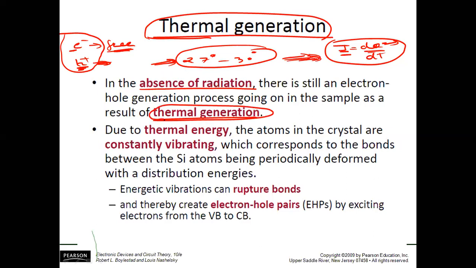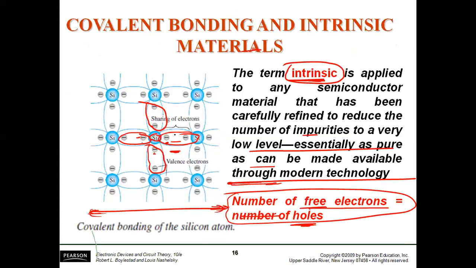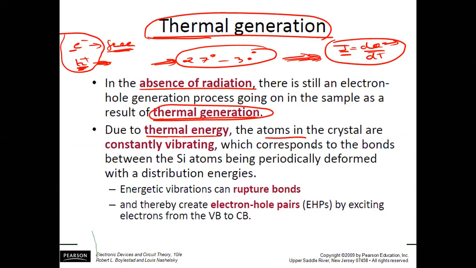Okay, so how can the electron be in free state because of thermal energy? Okay, because it is written over there that because of thermal energy, the atoms in the crystal, these are the atoms, the atoms in the crystal are constantly vibrating. Okay, and that corresponds to bond between Si atoms being periodically deformed.